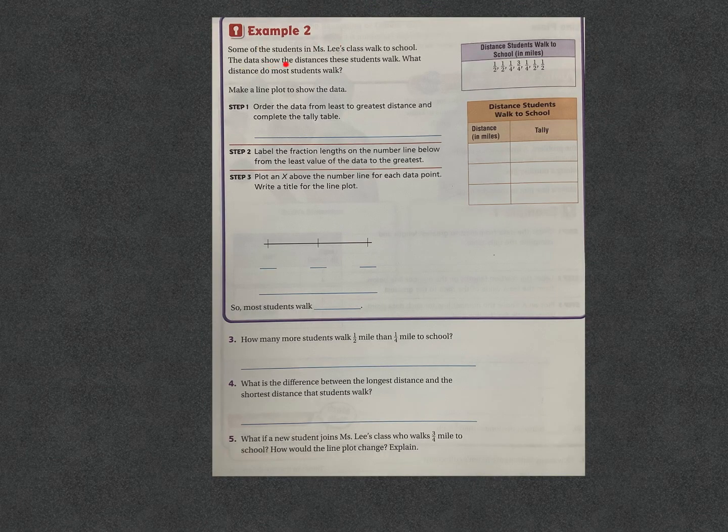Example 2. Some of the students in Miss Lee's class walk to school. The data shows the distances these students walk. What distance do most students walk? Here's the data. They walk in miles: 1/2 a mile, some of them 1/4 of a mile, some of them 3/4 of a mile. We're going to make a line plot to show the data. In step 1, we order the data from least, smallest, to greatest, largest distance, and complete the tally table.